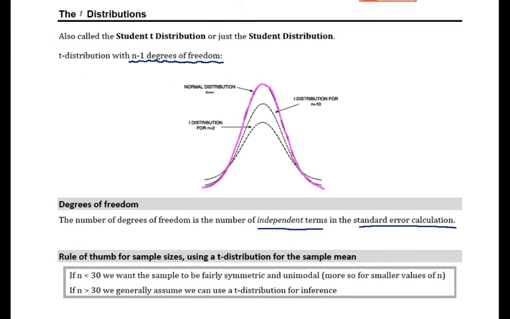What we really need to know is that if we're doing inference for one mean, we always have n minus 1 degrees of freedom. So it's always n minus 1 for inference about one mean.